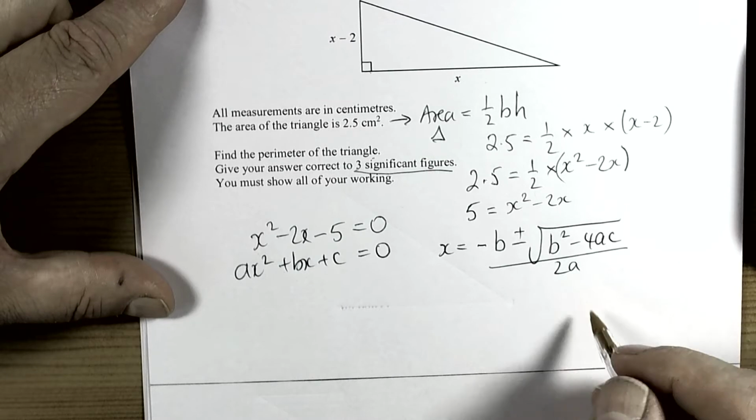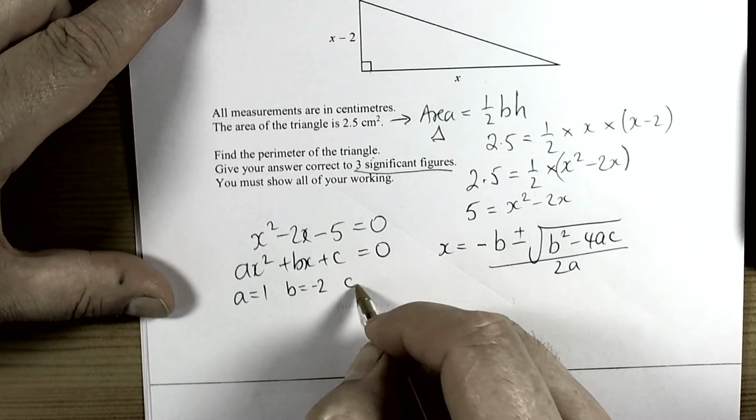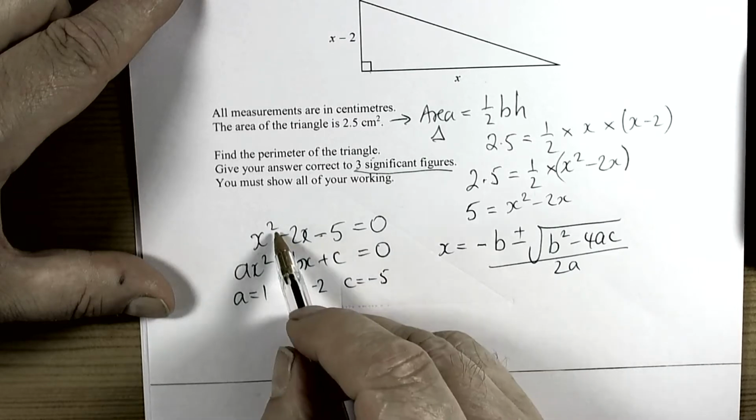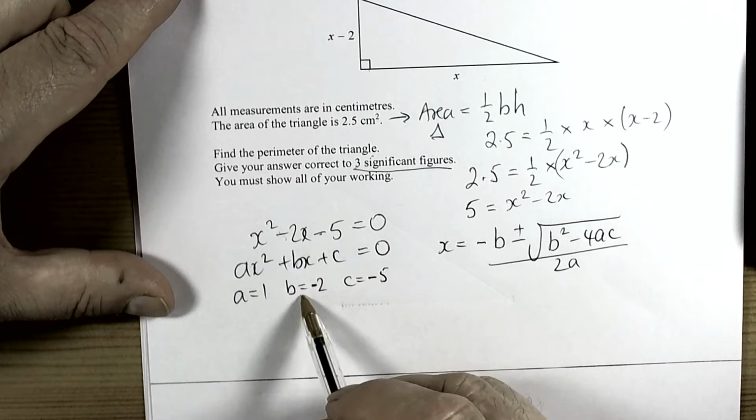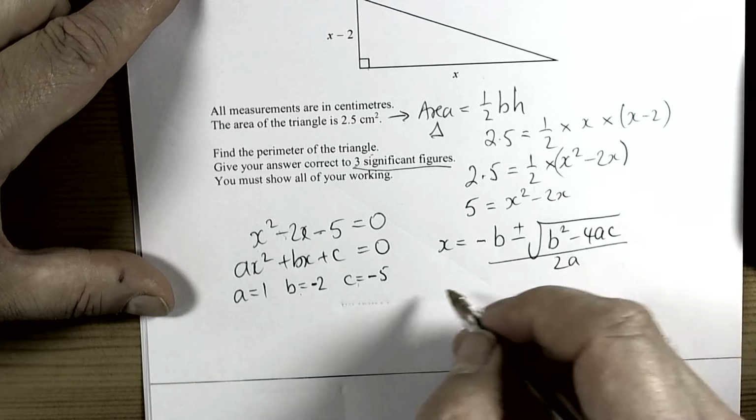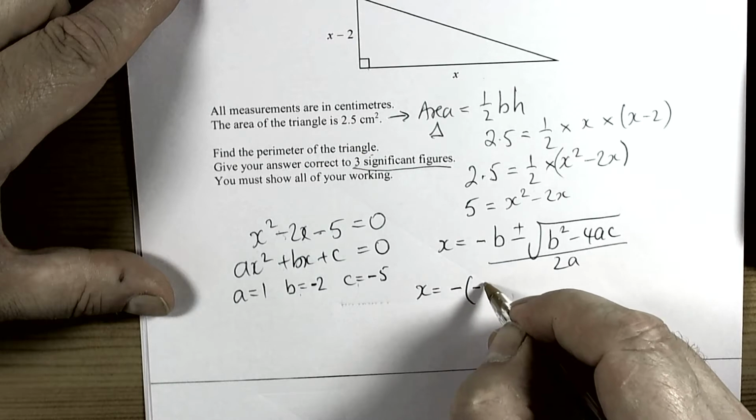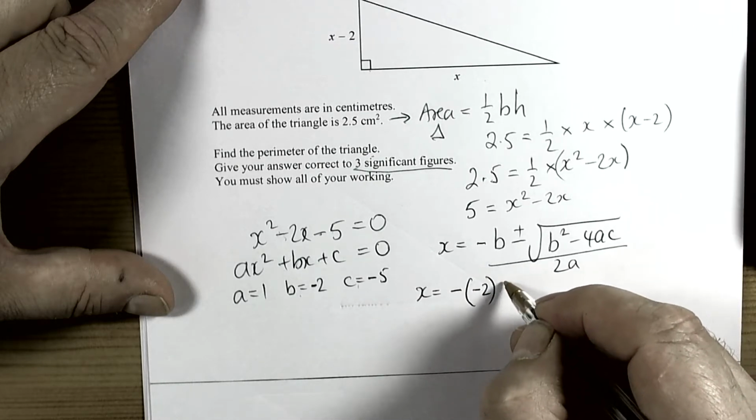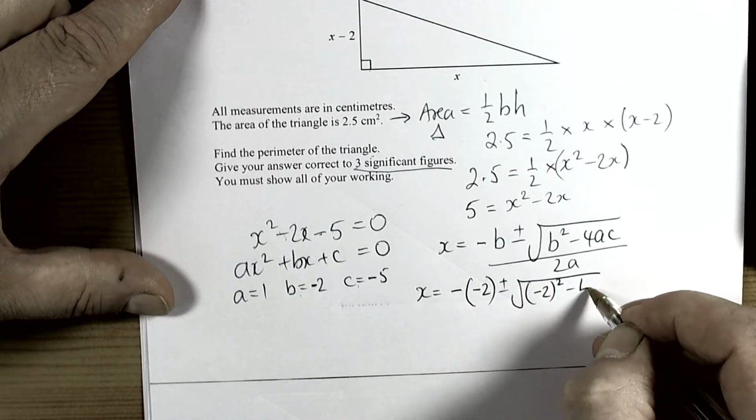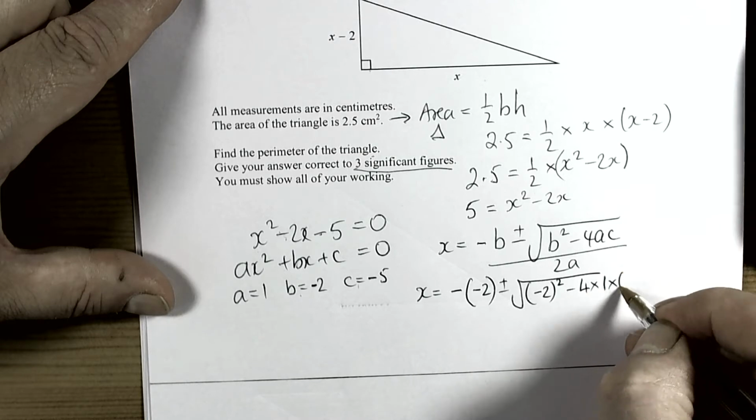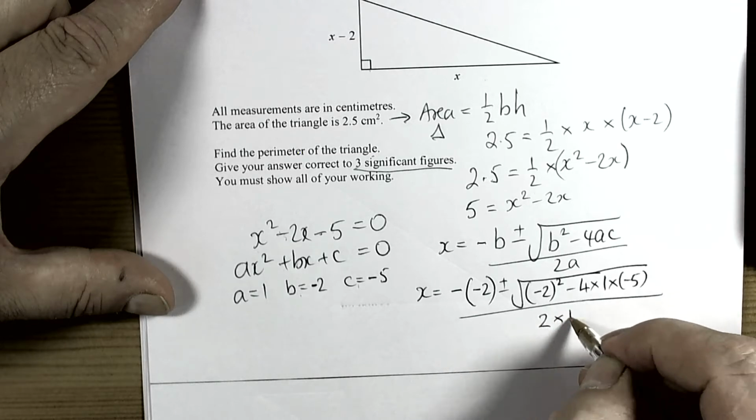So we basically put in our values, so we know that a is worth 1, b is worth negative 2 and c is worth negative 5. Be really careful with the minus signs in front that you interpret them correctly as negative numbers. So negative 2 for the b value and negative 5 for the c value. So x is equal to negative, and because we're substituting negatives, always put them in brackets, particularly when you put them in calculators, plus or minus the square root of negative 2 squared, take away 4 times the a value times the c value, all over twice the a value.